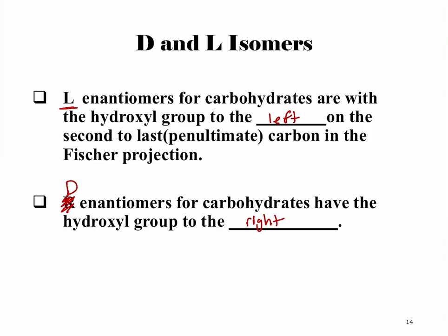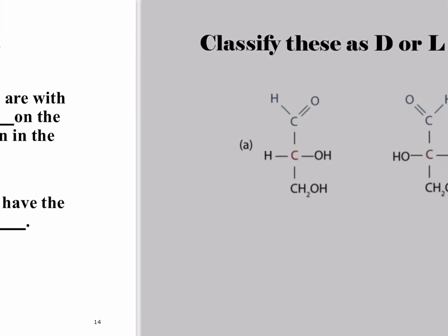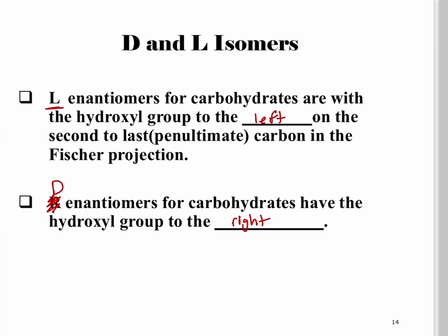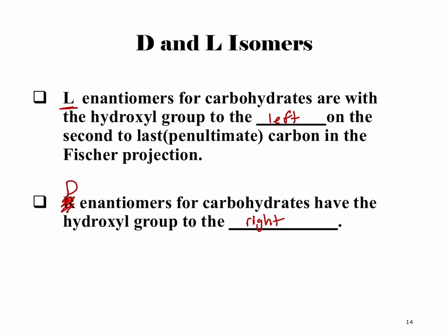And so if I draw, I'll probably do this on a different slide, or I'll go to the next slide actually. And so the only thing that matters if we have a D or an L isomer is going to be which direction the penultimate carbon's hydroxyl group faces.